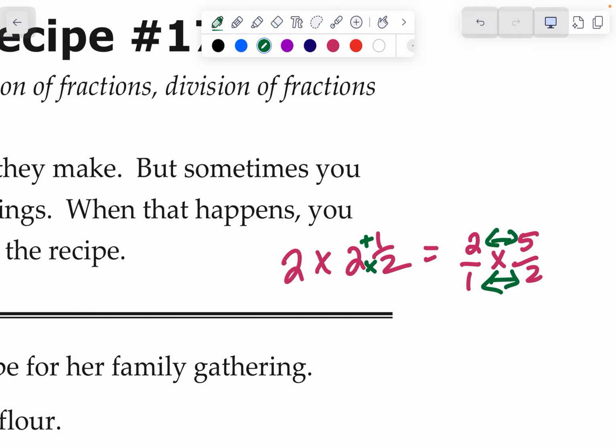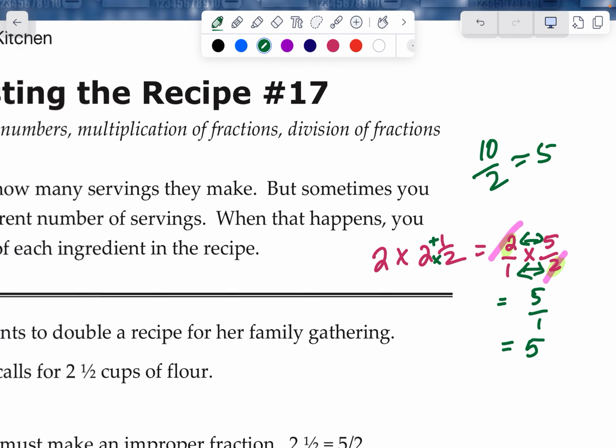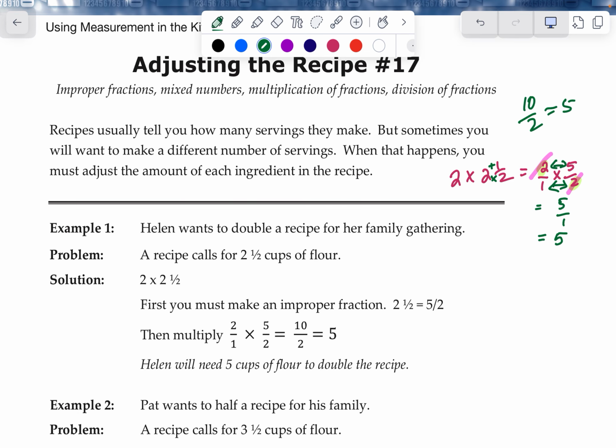Now you can do a little bit of cross canceling. If there's a factor on top and a factor on bottom that match, you can divide out that common factor. So in this particular case, the 2 here and the 2 here are common factors that you can cross out. Technically you're just dividing by 1, but you get 5 over 1, which is 5. If you did 10 over 2, that's still equal to 5, but you can see that the 2.5 cups of flour needs to become 5 cups of flour. So we need to practice that, okay?